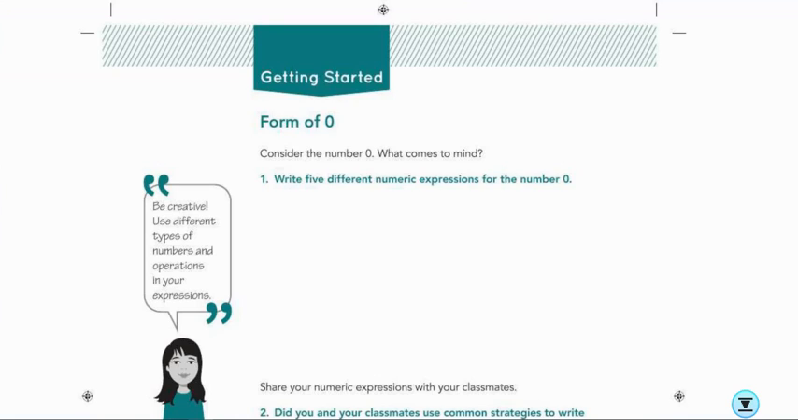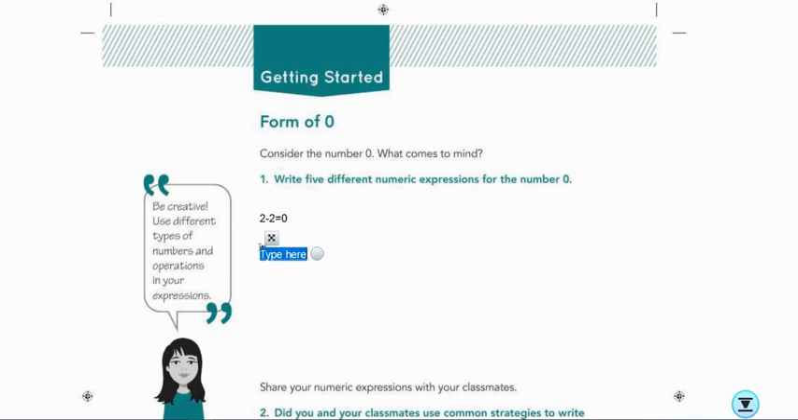On page M3.108, it starts with a warm-up, and it asks us to consider the number 0 and what comes to mind. It says to write 5 different numeric expressions for the number 0. So I'm going to do that. For the first example, we could say that 2 minus 2 is equal to 0.